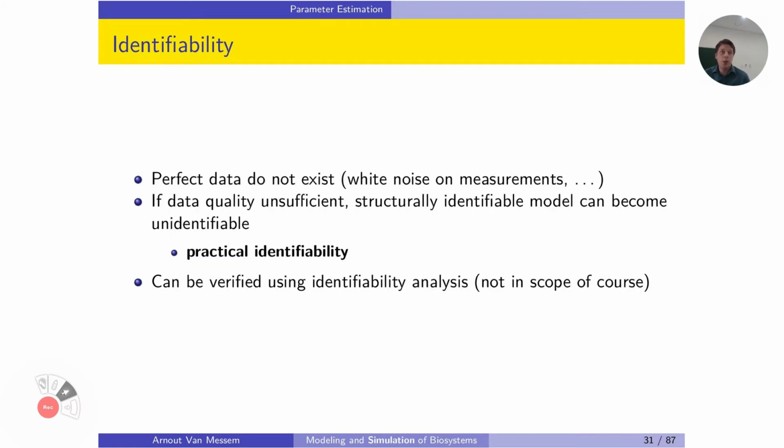So of course we cannot get perfect data. We never have an infinitely large data set with all variables measured and so on. So it can happen that although the model is structurally identifiable, we cannot find a unique solution because our data quality is not good or our data quantity is not good. In that case, we say that the model is practically unidentifiable. So there's a difference between structural unidentifiability, where it's due to the model, and practical identifiability, where it's due to the data, which are not good enough.